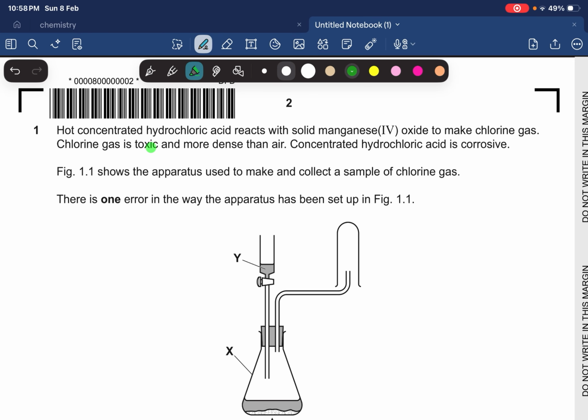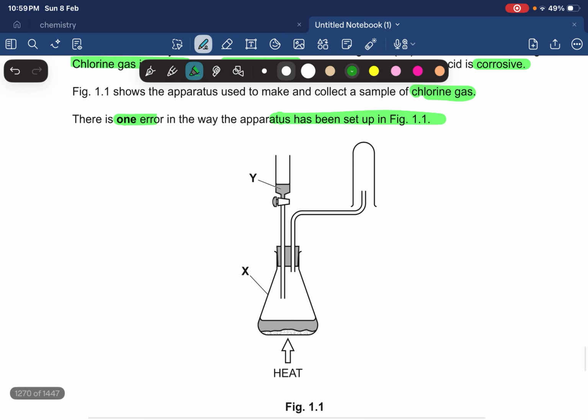Chlorine gas is toxic, okay, and more dense than air. Concentrated HCl is corrosive. So now they're telling us some important information: the chlorine gas that you're making is kind of toxic, right? And it's more dense than air, okay? Concentrated HCl is corrosive. Figure 1.1 shows the apparatus used to make and collect the sample of the chlorine gas. There is one error in the way the apparatus has been set up in figure 1.1. Okay, so this figure 1.1 apparatus is a faulty apparatus.